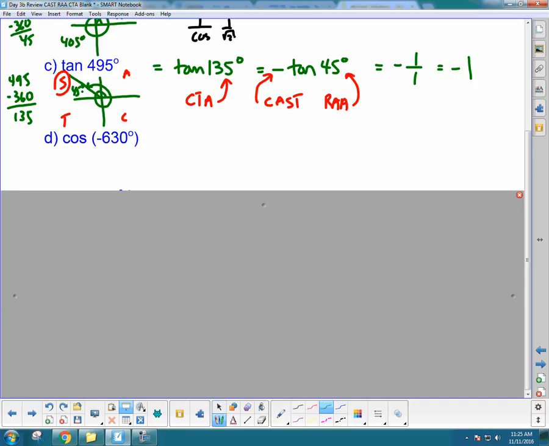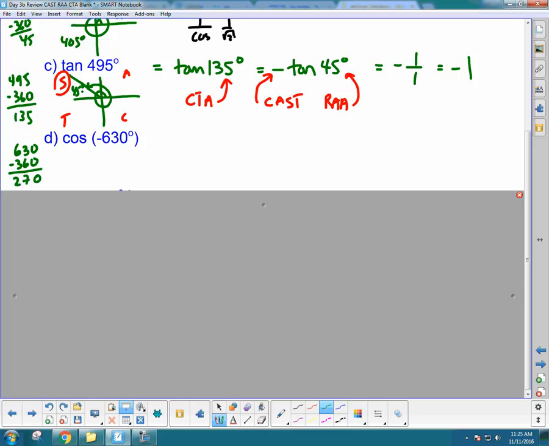Okay, so negative 630 degrees. Well, that's definitely bigger than a single rotation. So I'm going to take 630 minus 360, and that's going to be 270 degrees.